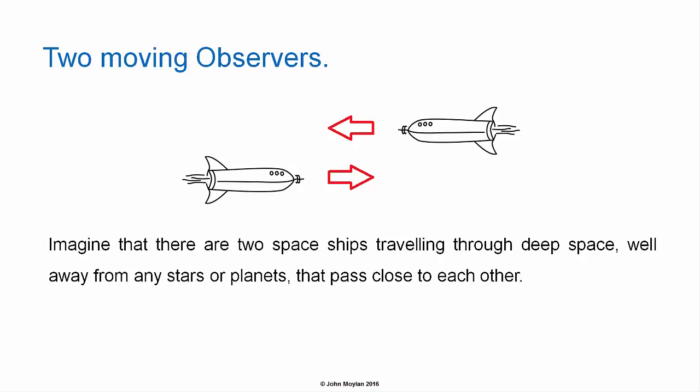Two moving observers. Imagine that there are two spaceships travelling through deep space, well away from any stars or planets, that pass close to each other.